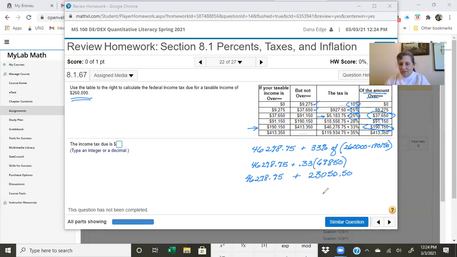And those all in all add up to $69,329.25. But now before you feel really, really sorry for this person, keep in mind that that leaves them $190,670.75 to get by on. I think they can handle it.